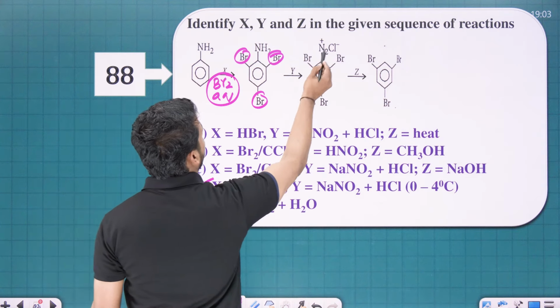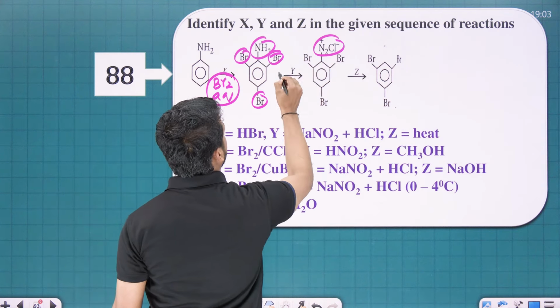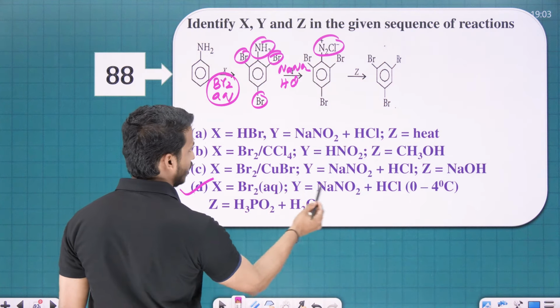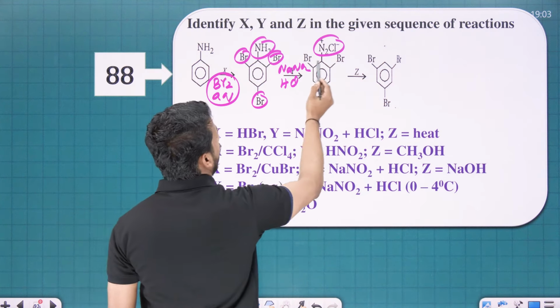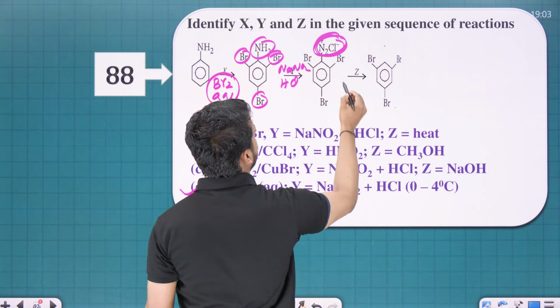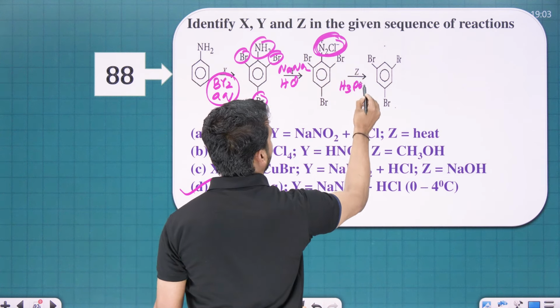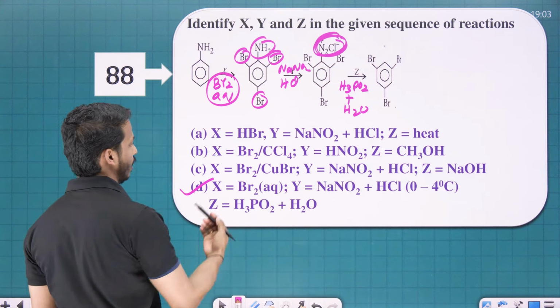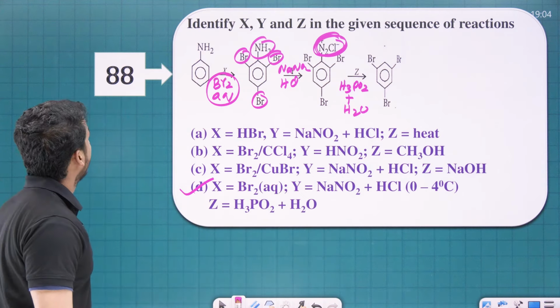Then how does NH2 become N2Cl? NaNO2 and HCl, diazotization. Yes. And how can you completely remove this N2Cl? We can use H3PO2 along with H2O, or ethanol is also fine. Okay, D, correct. Next one.